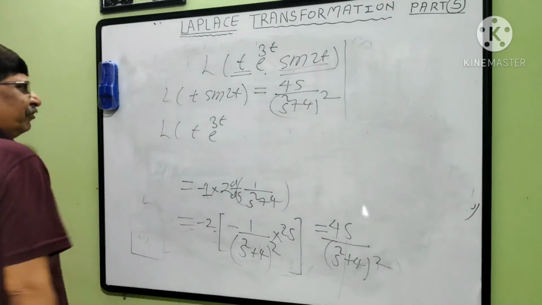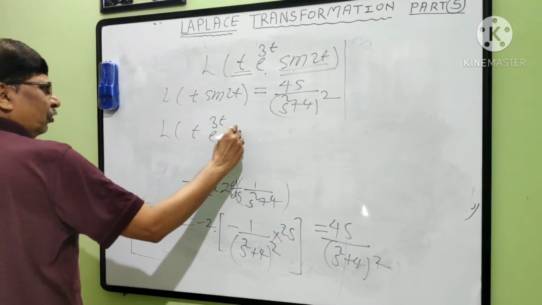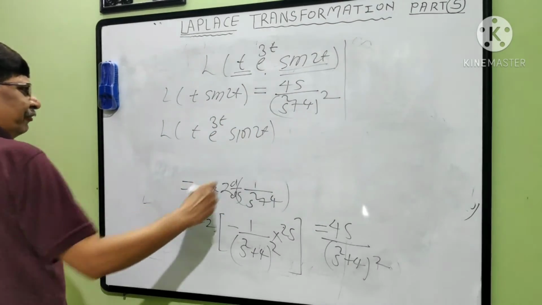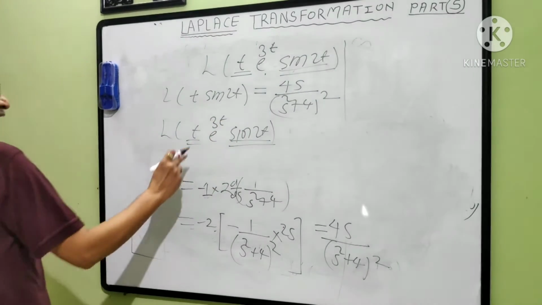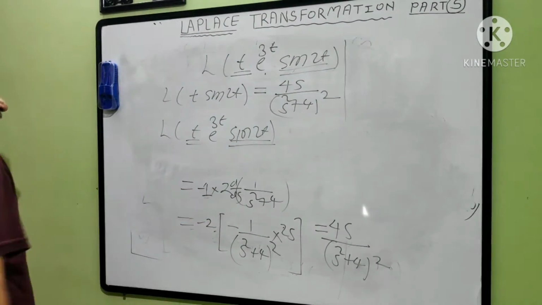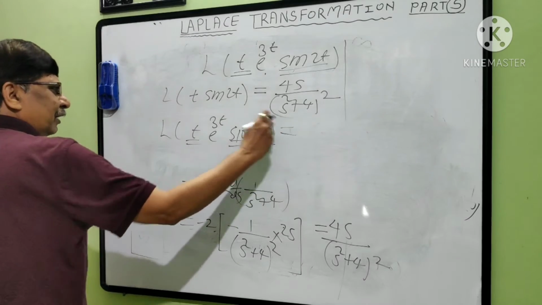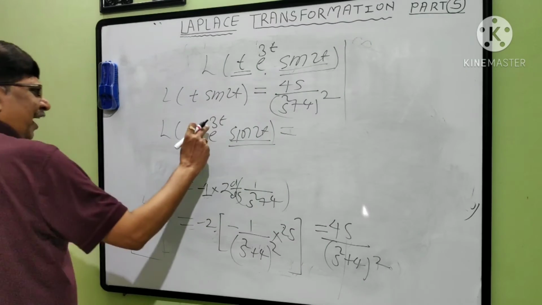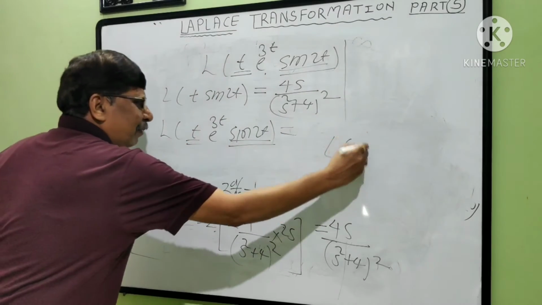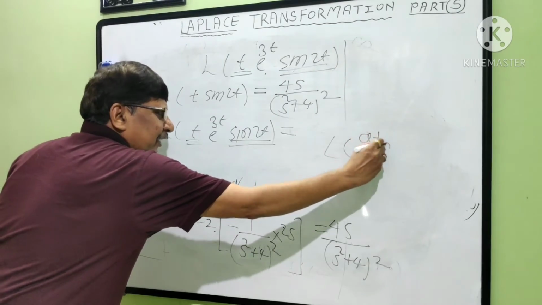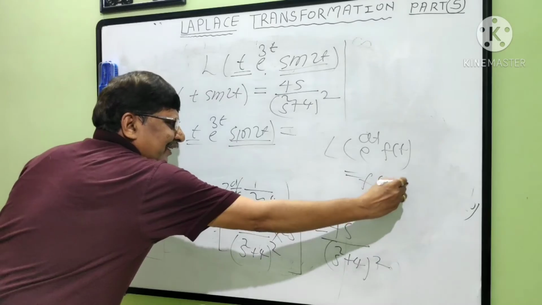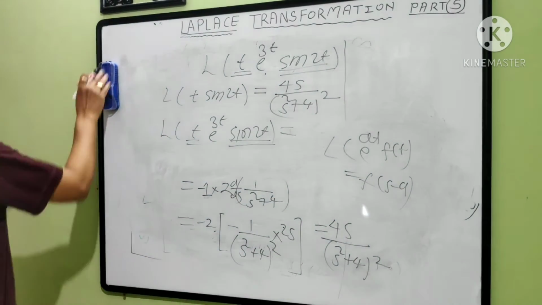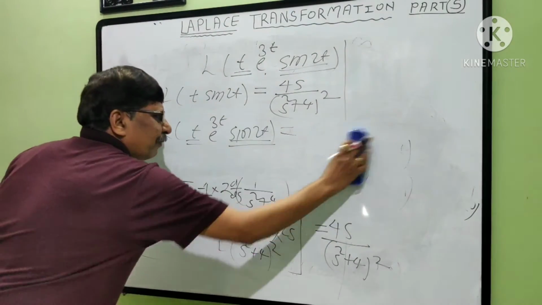If there is e raised to at, and you know that this is known, now it is e raised to 3t in multiplication. By first theorem, replace s by s minus a. Again I am going to repeat, e raised to at into f of t, what is that? F of s minus a.